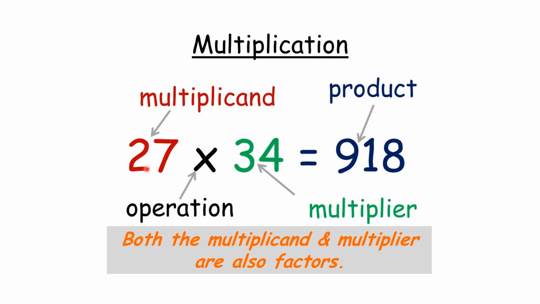Now what we say, this first number, which is 27, is called the multiplicand. The number which is multiplied is called the multiplicand, and the number 34, by which we multiply, is called the multiplier. And the answer, or we can say the result of multiplication, is called the product. And one more thing, the multiplicand and multiplier are also called factors.